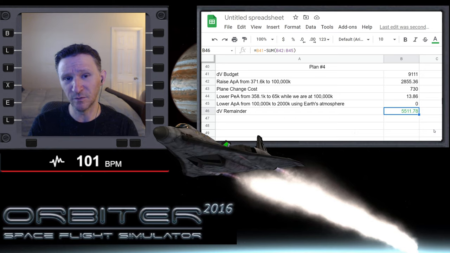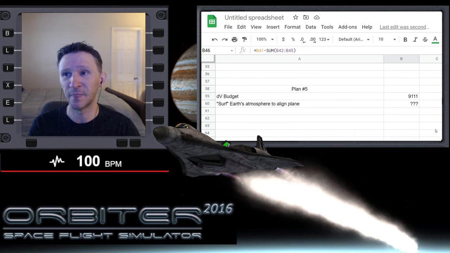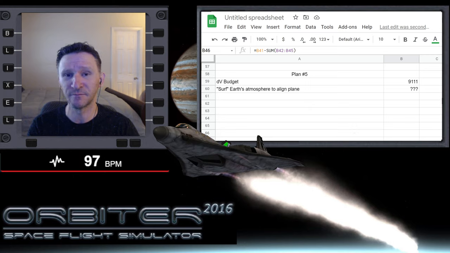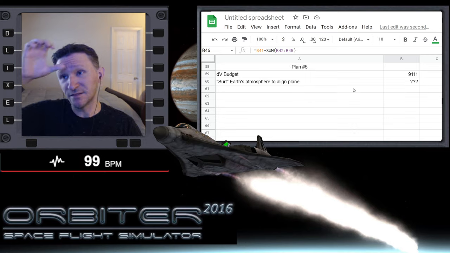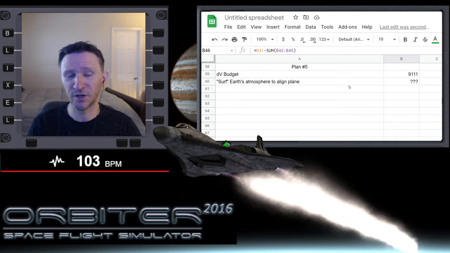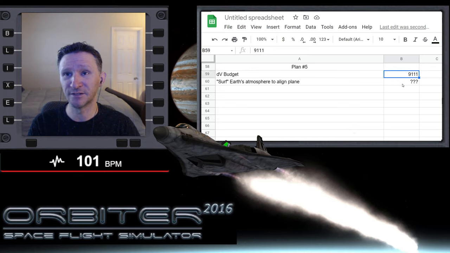That's most of the plans. There are other things that we can do. Let's look at one other idea that you can probably guess. This is sort of what I did when I went from ISS to Mir. So we still have the same DV budget, and I just put question marks in here because this is virtually incalculable, I would say.